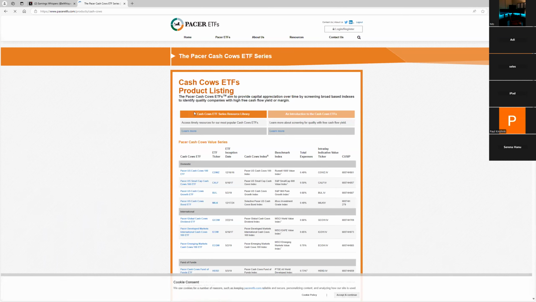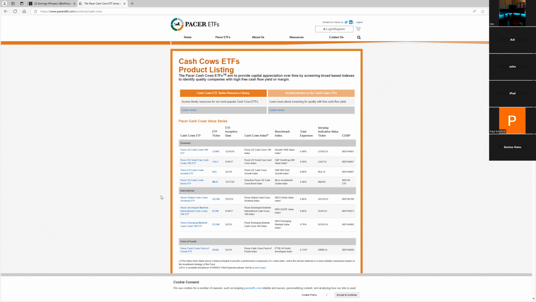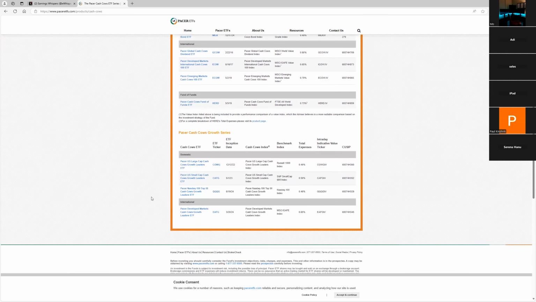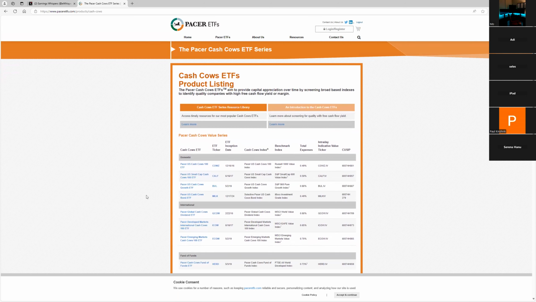The Pacer Cash Cow ETF. These are the only companies in the Russell 2000 that make money. It's called the Cash Cow ETF. The rest is just pure garbage. So these are all the ETFs. What is the ticker for that?